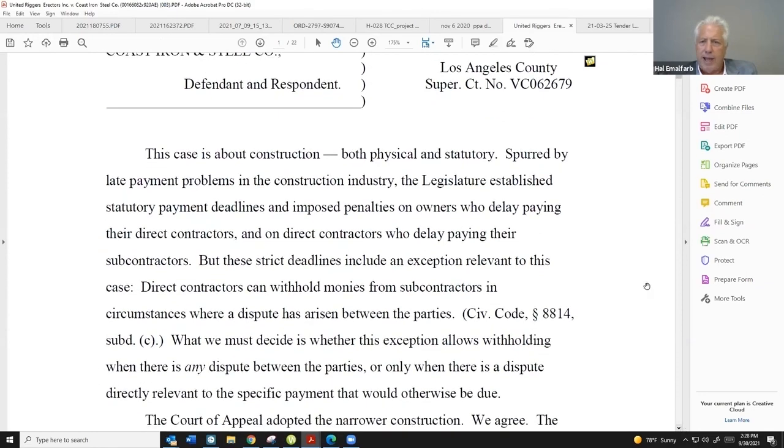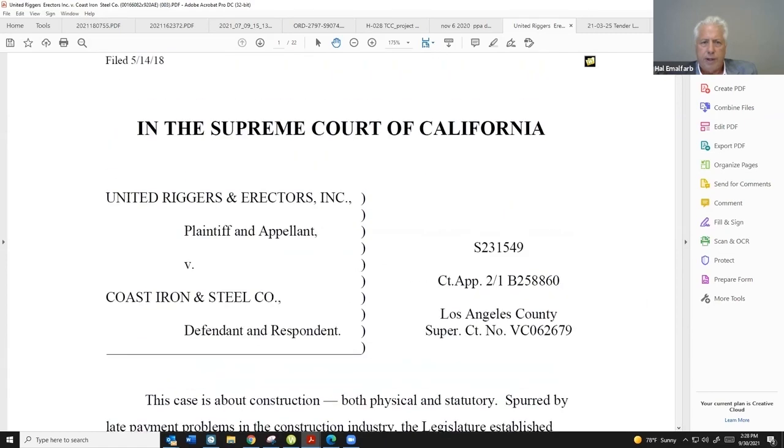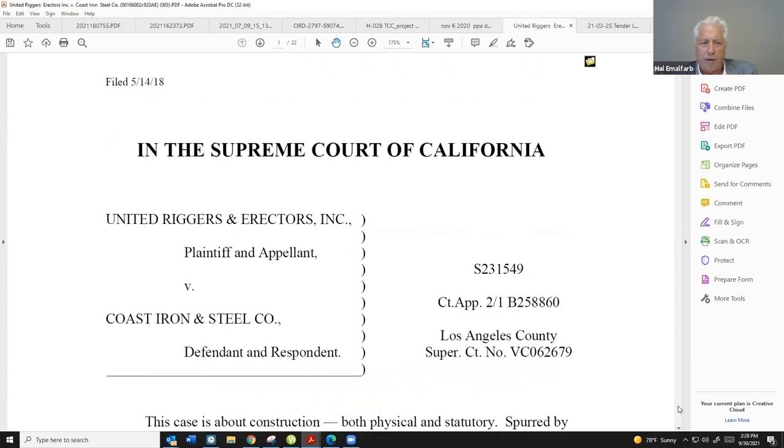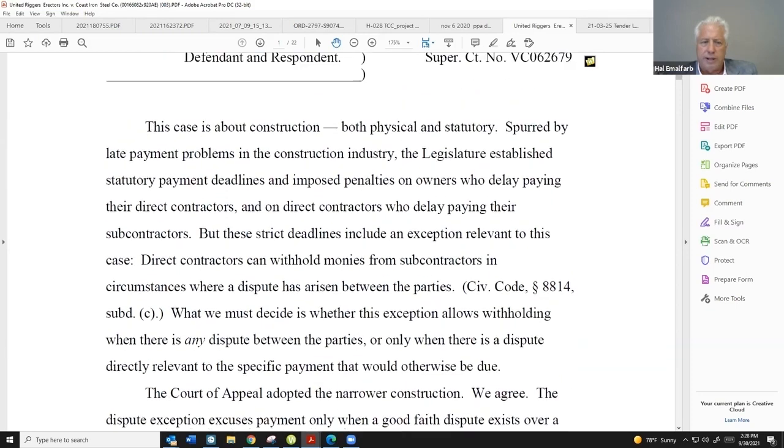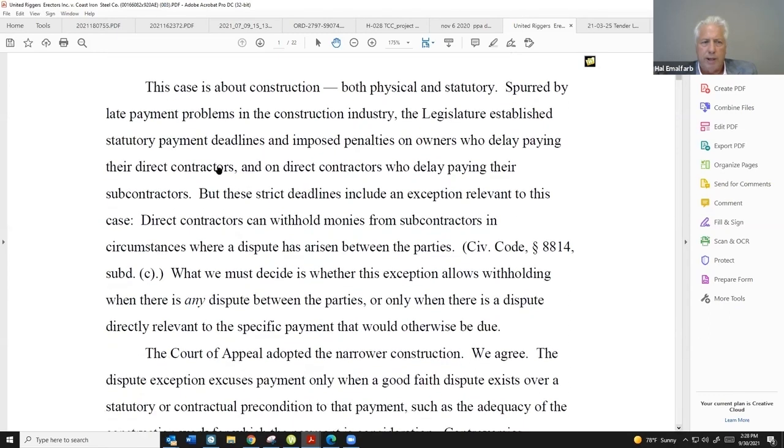So what I liked about this case, it started in Los Angeles, and it ended up in the Supreme Court of California. And I really like the perception of the Supreme Court of California. I think the audience would be interested. The judges say, this is the reported case, so it's very interesting. This case is about construction, physical and statutory.